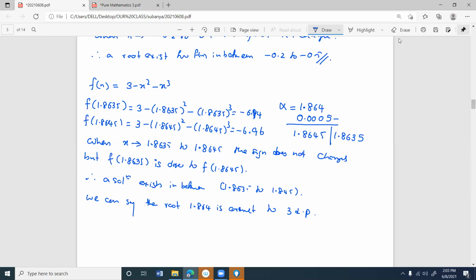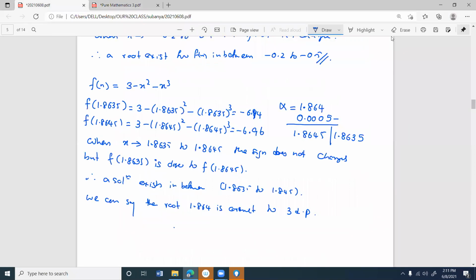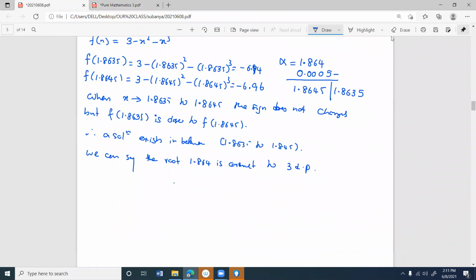Okay, let's do this question. We come up with this question for h(x) equals cube root of x minus cos x minus 1. Show that a root exists between 1.4 and 1.5, and by choosing a suitable interval, show that alpha equals 1.441 correct to 3 decimal places.